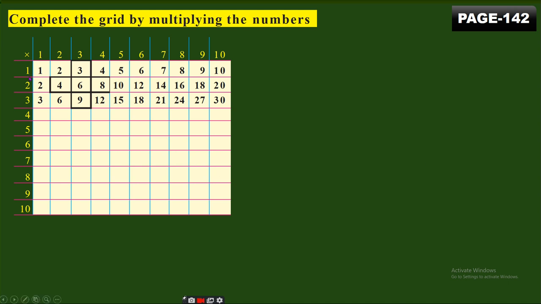You can see easily here, 1 means 1's table, 2 means table of 2, 3 means table of 3, and here 1 means table of 1, 2 means table of 2, and 3 means table of 3. चलो complete करते हैं. 1 1s are 1, 1 2s are 2, 1 3s are 3, 1 4s are 4, 1 5s are 5, 1 6s are 6, 1 7s are 7, 1 8s are 8, 1 9s are 9 and 1 10s are 10.